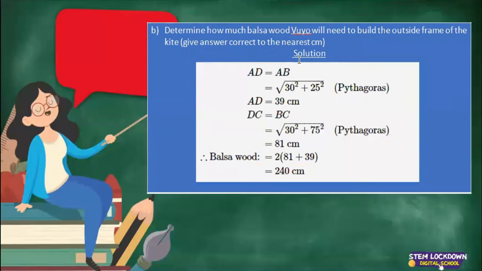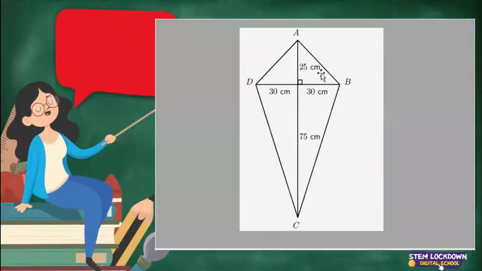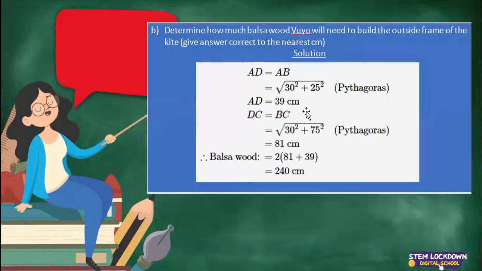So to find the area of a kite, this is the kite here. This here is what is referred to as the frame of the kite. So how much area will you need for the frame of the kite? So basically we need to find the area of the kite. To find the area of the kite, the formula is what? Diagonal 1 multiplied by diagonal 2.